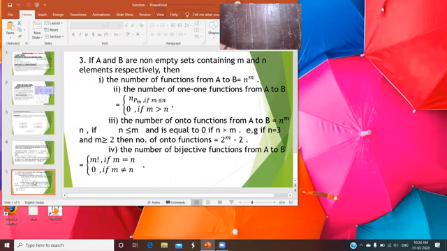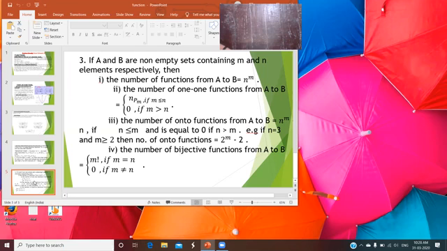nPm means permutation when m is less than or equal to n, and if m is greater than n, its value is 0. That means no one-one function exists when the number of elements in the domain is greater than the number of elements in the codomain.